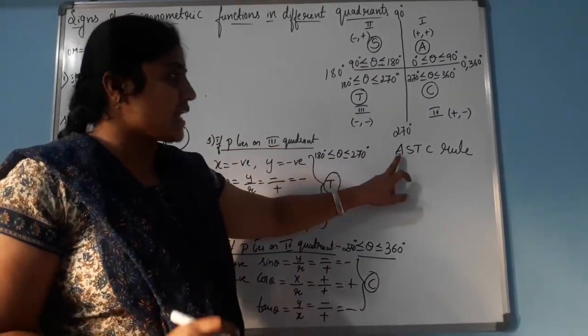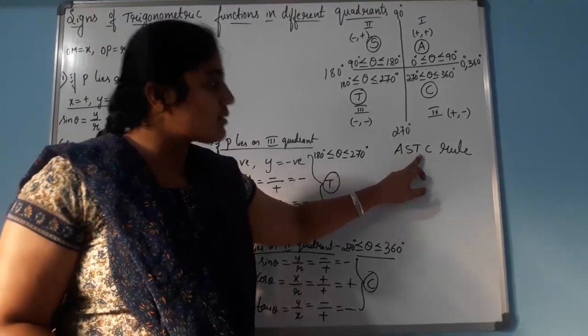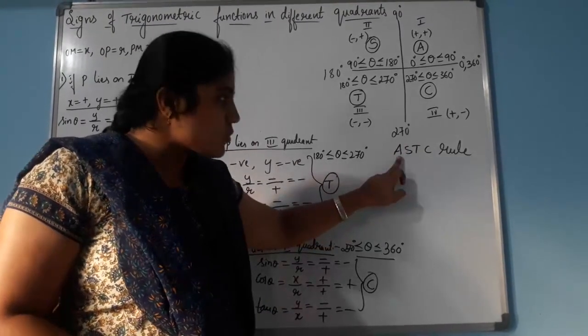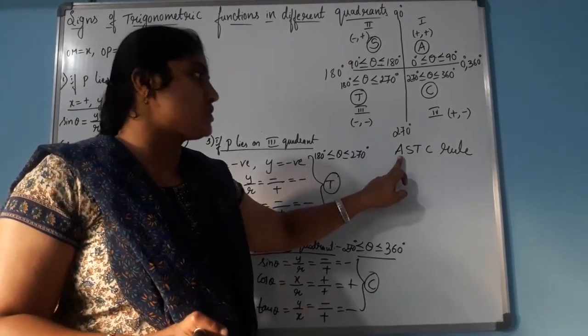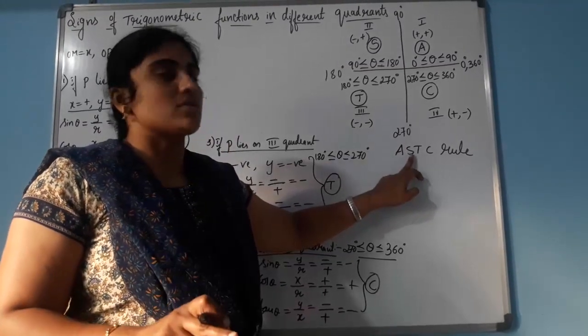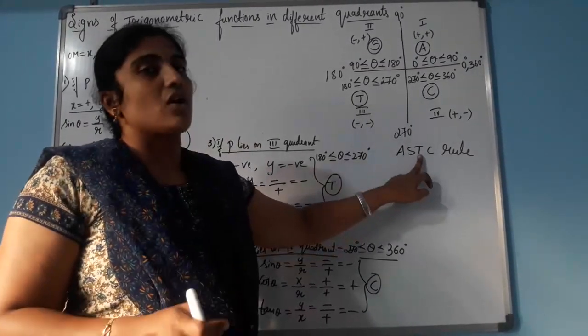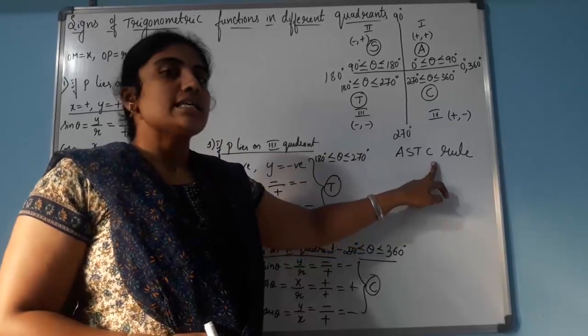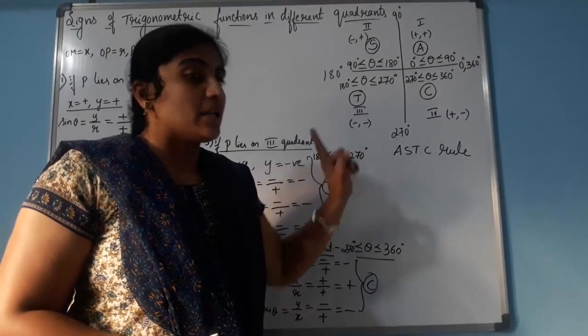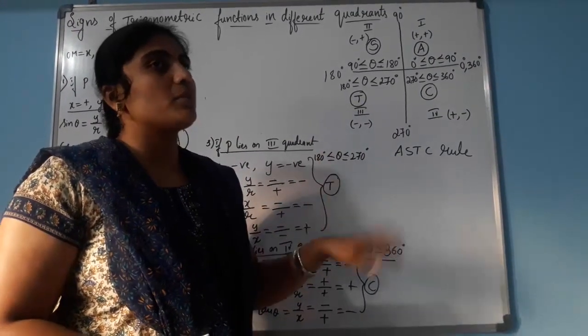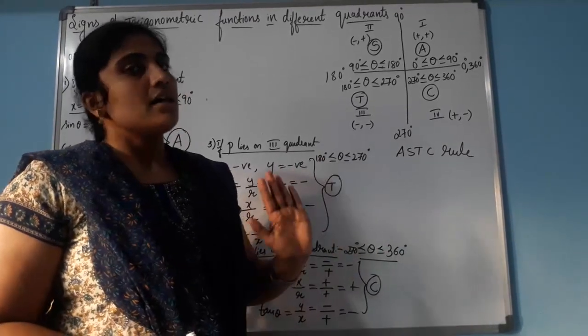ASTC means first quadrant, second quadrant, third quadrant, fourth quadrant. First quadrant all the trigonometric ratios positive, second quadrant sine and cosecant, third quadrant tan and cot, so fourth quadrant cos and secant are positive, and the remaining 4 trigonometric functions are negative.